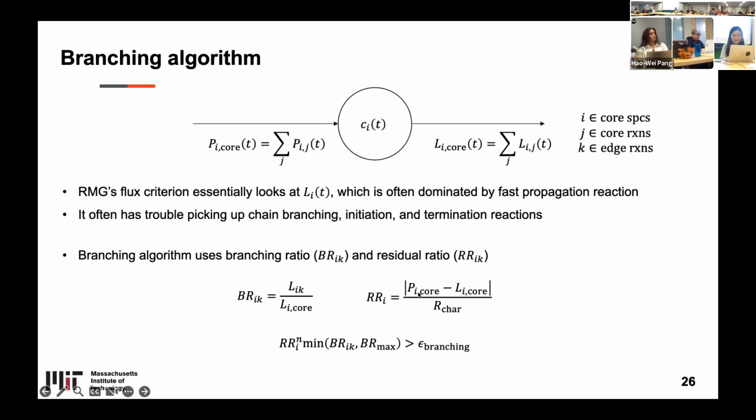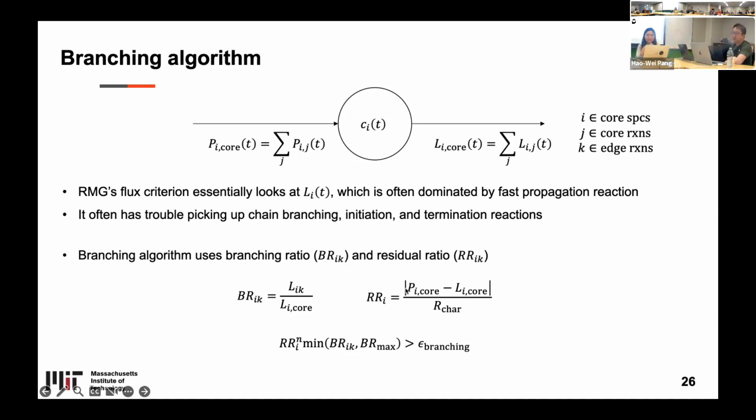And the second is defined as kind of like a residual ratio, where you calculate the production of the core radicals minus the consumption of the core radicals, and you take the ratio with the characteristic flux in the core. So basically you're considering two things: how important this edge species contributes to the consumption of this one core radical, and how important this core radical is. That's kind of the physical meaning of these two numbers.